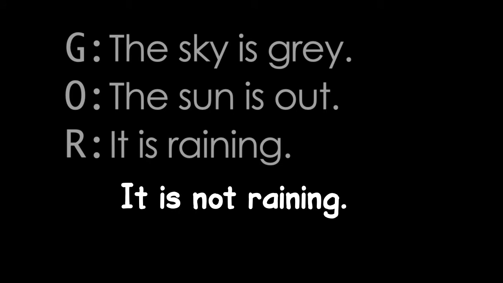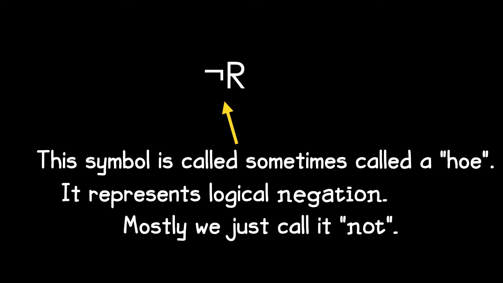Now suppose we want to translate, "It is not raining." Here we use a new symbol and write not R. The symbol is sometimes called a hoe because it looks a little bit like a garden hoe. It's got a long handle and then a little scrapey bit at the end. Mostly we just call it not, and it represents logical negation.